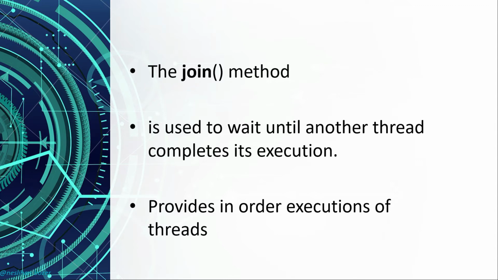The join method may also return if the reference thread was interrupted. In this case, the method throws an InterruptedException. Also, if the reference thread was already terminated or has not been started, the call of the join method returns immediately.